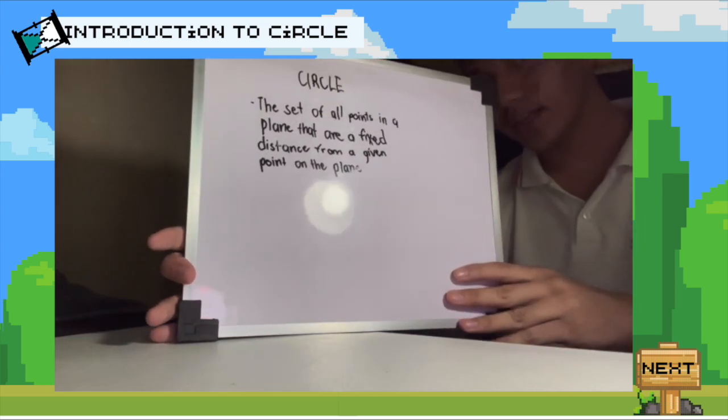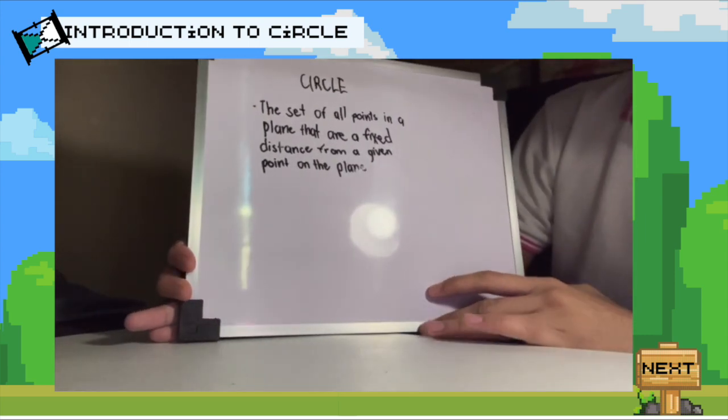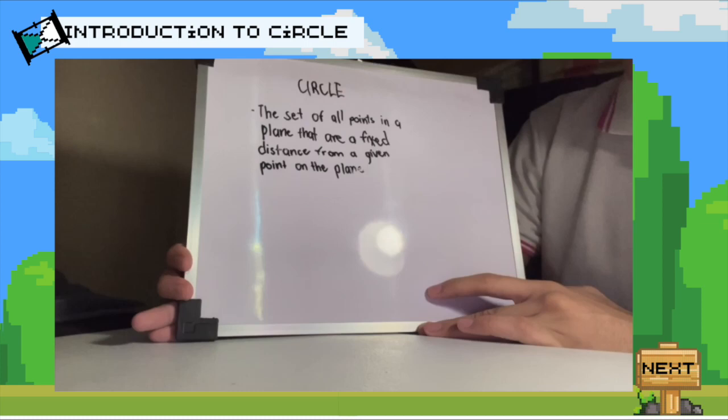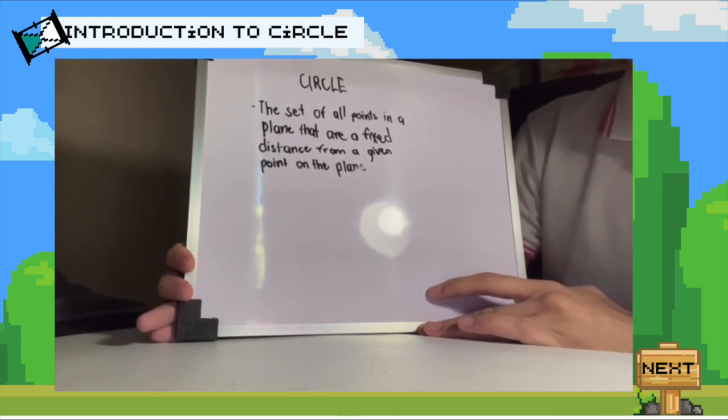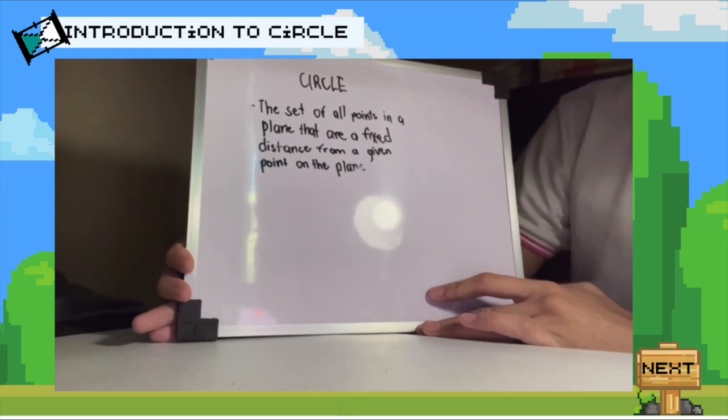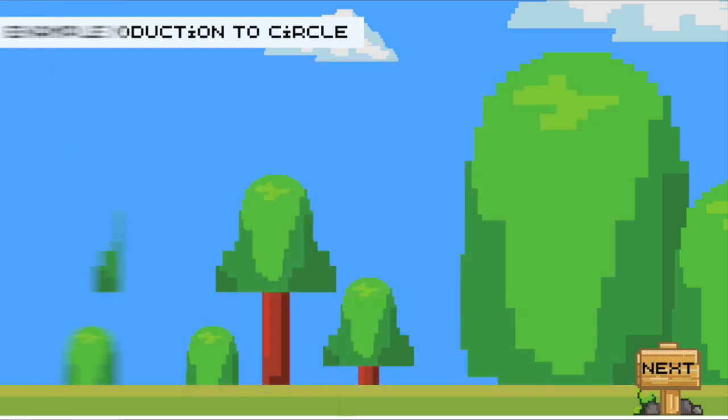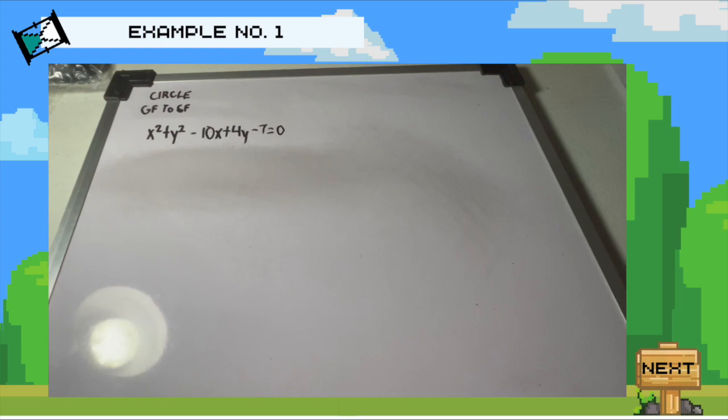Hi, my name is Jeremiah FAVOREAL and today we're going to tackle the circle. So let's first define what a circle is. A circle is the set of all points in a plane that are a fixed distance from a given point. So we will solve some problems on how to turn general form into standard form.